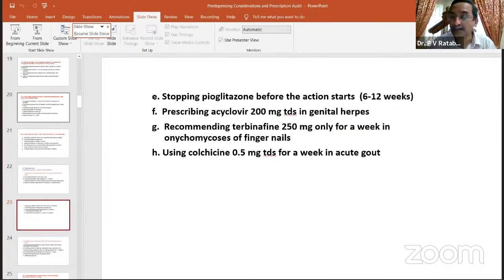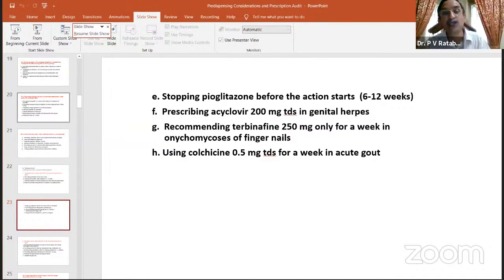It's the only drug which is given 5 times daily. So if you come across acyclovir where it is given TDS, it is wrong. So here in genital herpes, it is 200 milligrams 5 times daily, acyclovir. Recommending terbinafine 250 milligrams only for a week in onychomycosis.